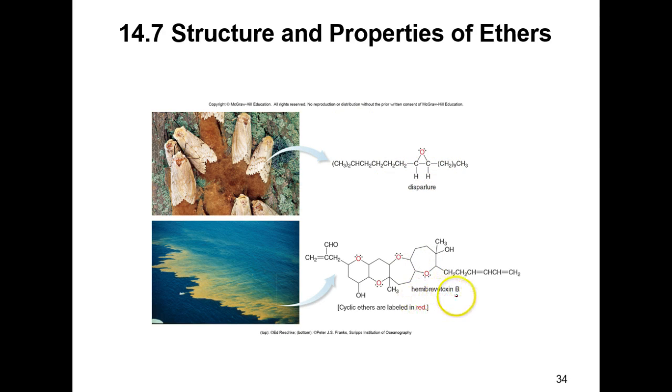But hemibrevetoxin B is a toxin that's found in red tide, and they've actually isolated it and checked out the structure, and it's a pretty interesting structure. It's a 6677 ether ring system, a very complex compound.